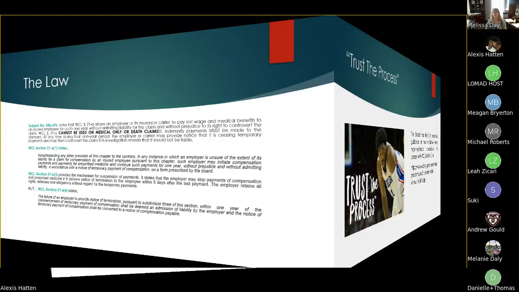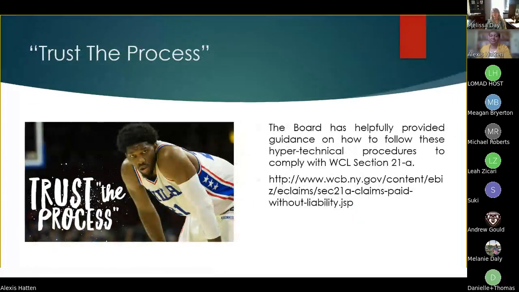Yeah, it really couldn't be more confusing because if you have a medical only that becomes an indemnity and you want to be able to make your payments without prejudice under 21A, you've already filed a FROI, which indicates with that W with liability. So then people think like, oh, I'm screwed. I can't do anything about it. I've already bought the claim.